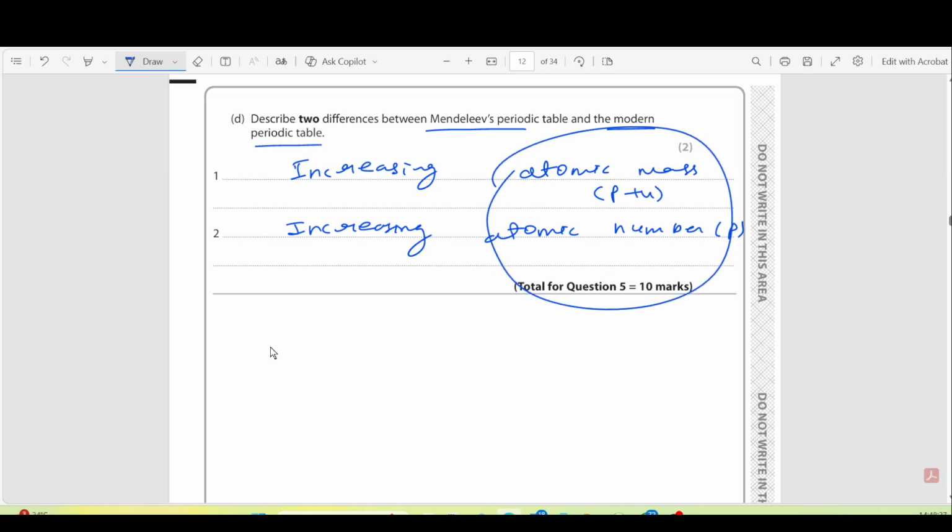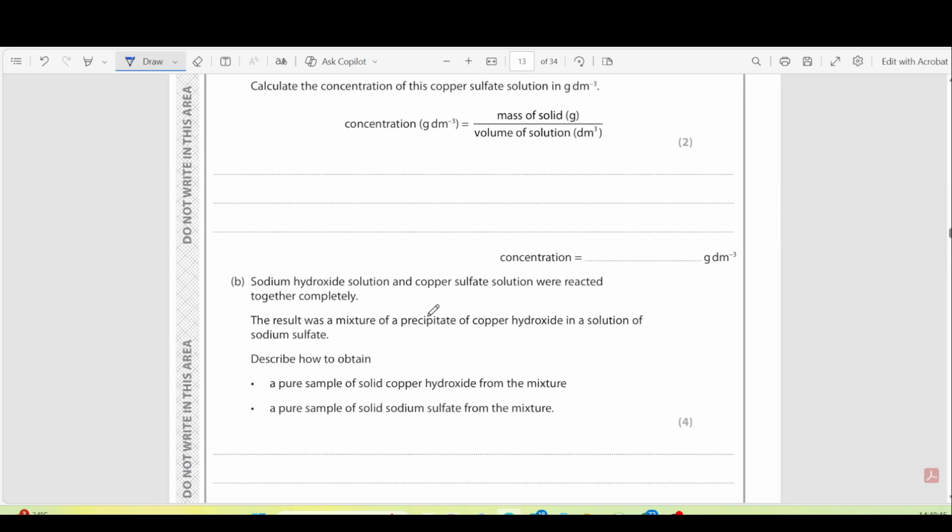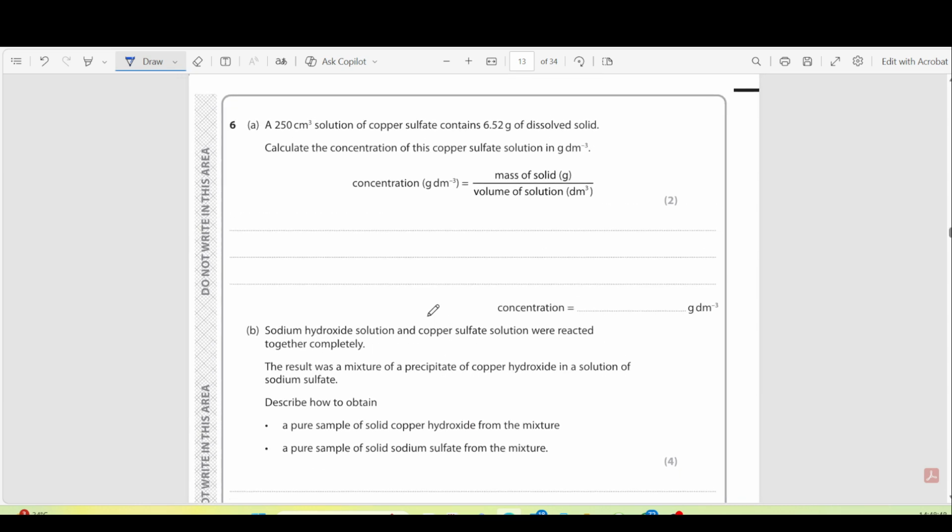What is atomic mass and number? And yeah, this is the main difference. Okay. Next question.